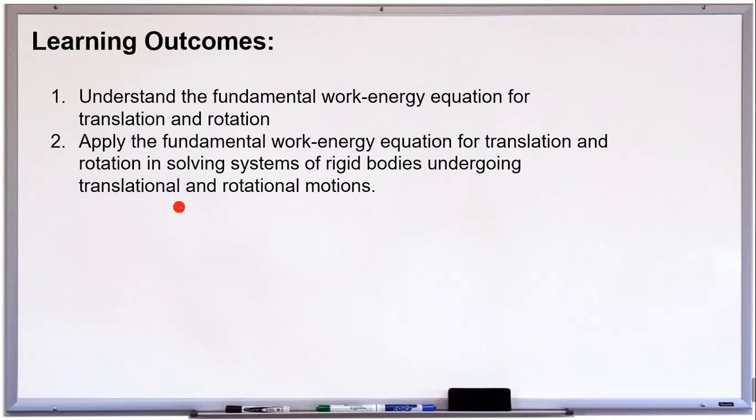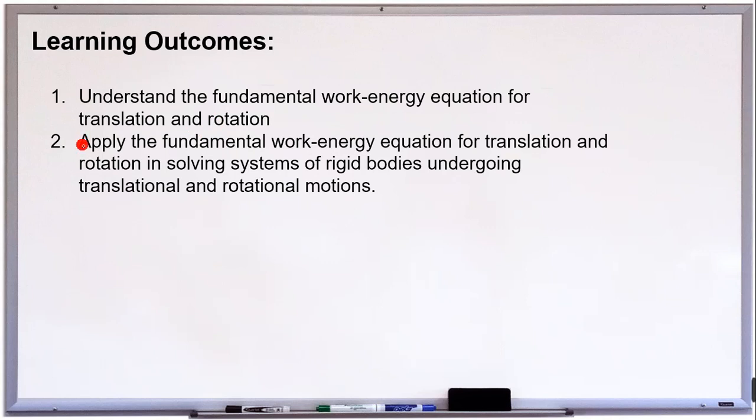Your takeaways for this lesson: first, you will be able to understand the fundamental work energy equation applied for both translational and rotational motion. As a review, translational is a type of motion of an object that moves on a straight path, whereas rotational is a type of motion of an object that is rotating about a fixed axis.